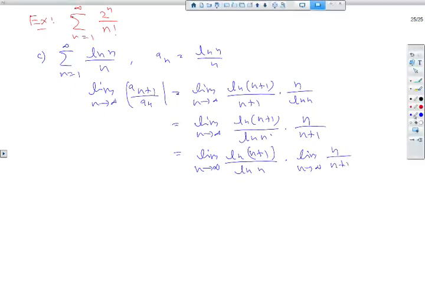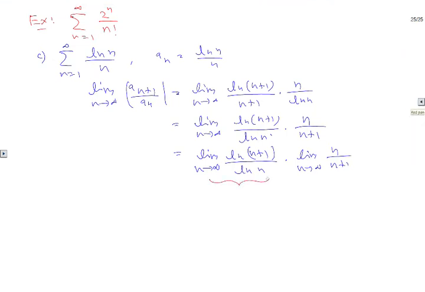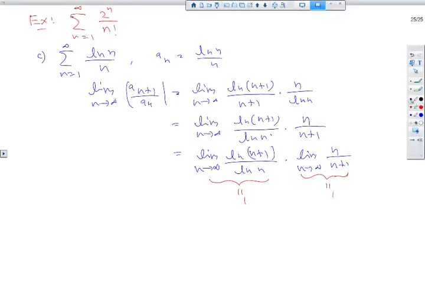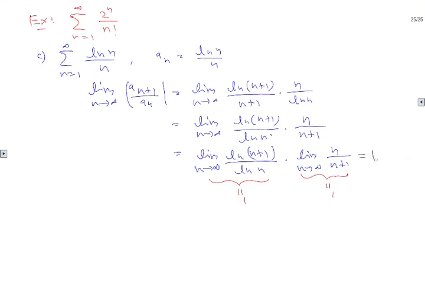So you can see that both limits go to 1. Here ln n and ln(n+1) are getting closer and closer, so that means this is 1. Here again the same thing, n and n plus 1 are getting closer and closer when n goes to infinity, so this is equal to 1. So that means the whole thing goes to 1. So that means in this case it's inconclusive. So we cannot use the ratio test for this problem.